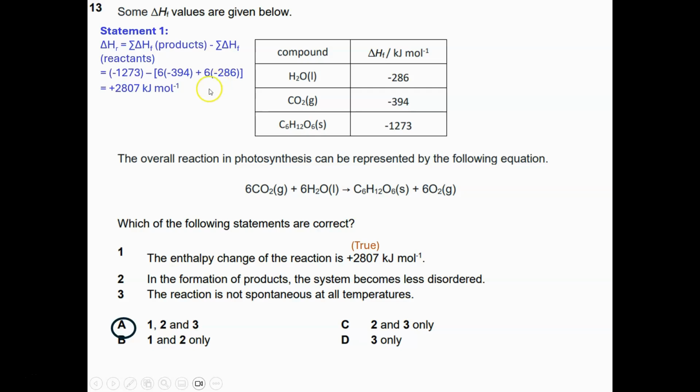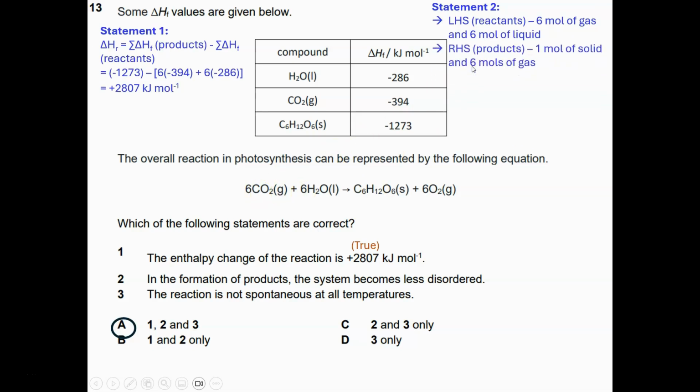So statement 2, system becomes less disordered. This statement is talking about entropy change. On my reactant side, I have 6 moles of gas and 6 moles of liquid. But on my product side, I have 1 mole of solid and 6 moles of gas. So there are fewer ways to arrange the particles for the products than the reactants, which means that after the reaction, the system has become less disordered. So 2 is correct as well.